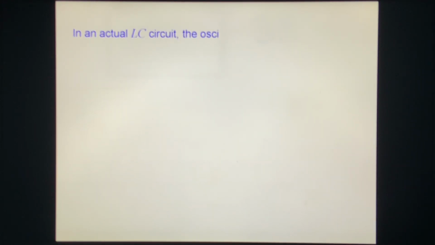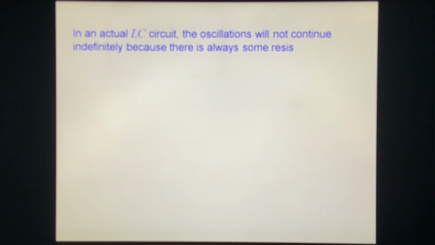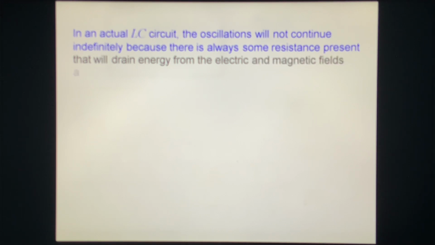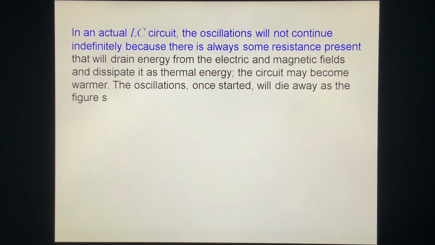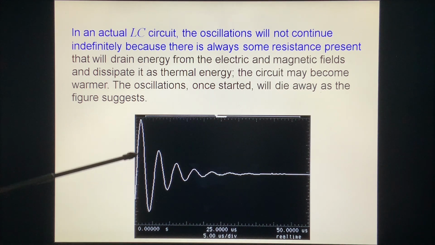In an actual LC circuit, the oscillations will not continue indefinitely, because there's always some resistance present that will drain energy from the electric and magnetic fields and dissipate it as thermal energy. The circuit may become warmer. The oscillations, once started, will die away, as the figure suggests. You see, they will die away, okay?